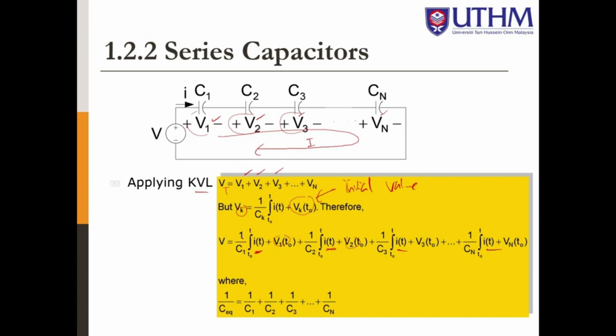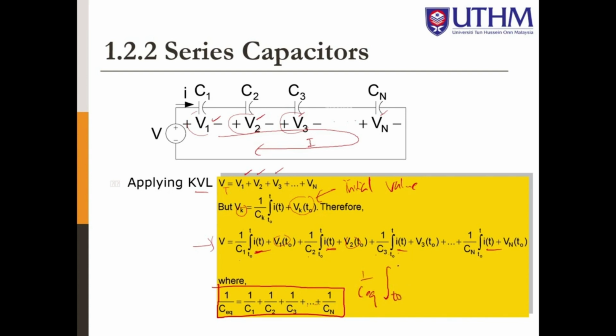Therefore, the total voltage can be equated to 1 over C1 times the integral of i dt plus 1 over C2 times the integral of i dt and so on. When you rewrite this combination, you should rewrite the capacitance as this equation: 1 over C equivalent equals 1 over C1 plus 1 over C2 plus 1 over C3 and so on. And so we can rewrite this into this kind of equation.